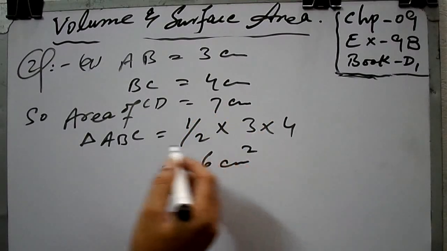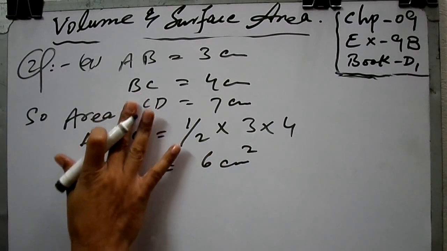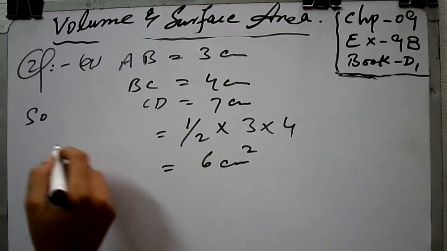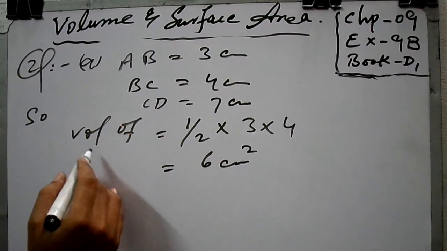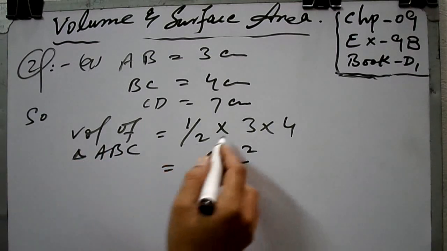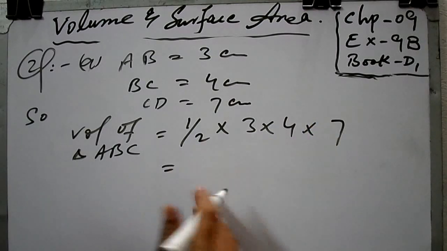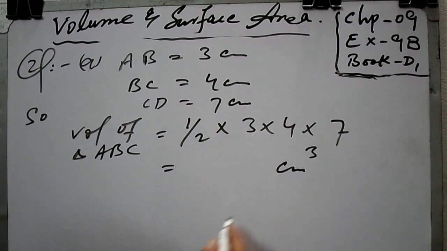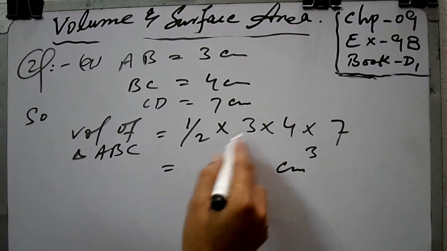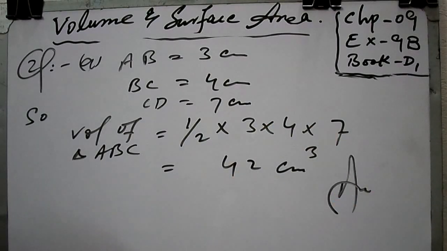No problem, if we solve this question directly, that is the volume of ABCD, it will be much easier for us, that is volume of triangle ABC. So you can see half base into height into length. Length is your 7 centimeters, so multiply this, you will get the volume in cube, and it will be equal to 42. That is your result.